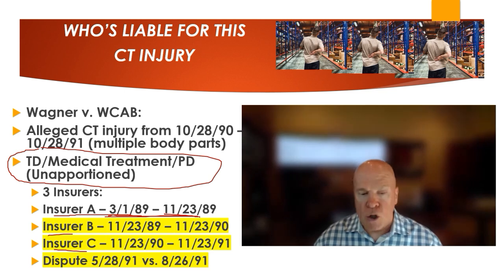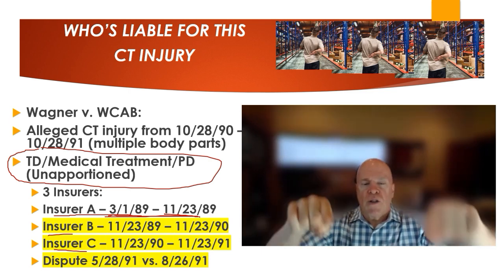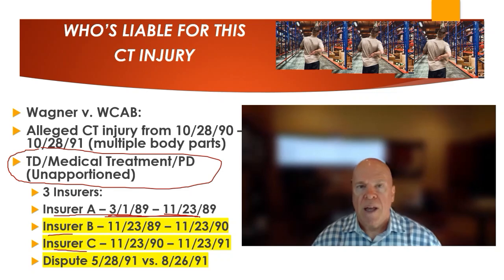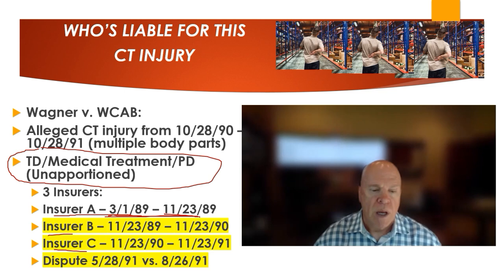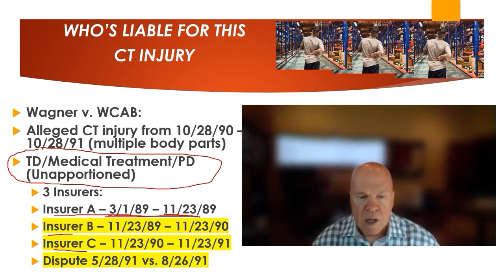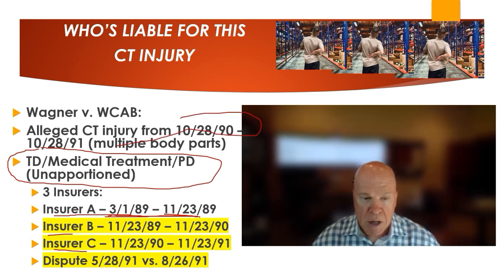Well, there was a second insurer that had the policy between 11/23/89 and 11/23/90. So you can imagine insurer A and insurer C both pointing the fingers to this particular time period as the period of the last year of cumulative trauma exposure. And then finally, insurer C was on the job between 11/23/90 and 11/23/91. And it's insurer C that appears to have the liability for this particular period of time.